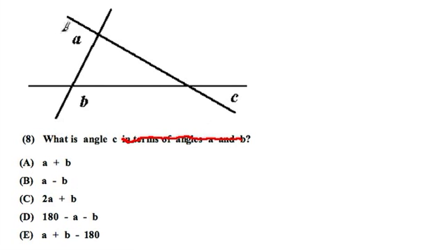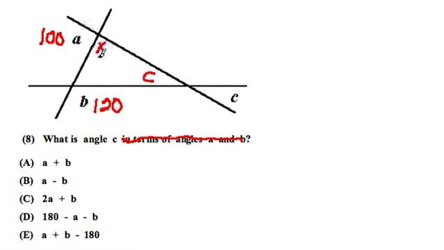So let's choose some numbers. A looks greater than 90, so let's make it 100. Let's make B 120. And by the vertical angle rule, this is C. And let's call this X.